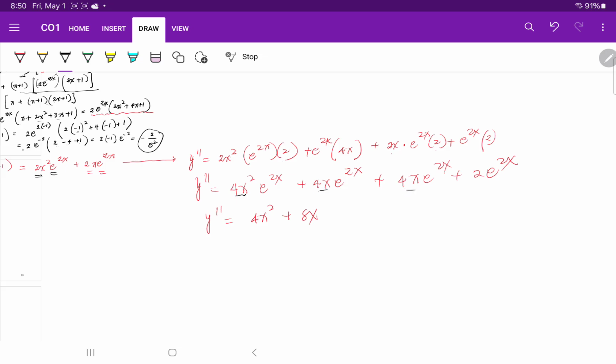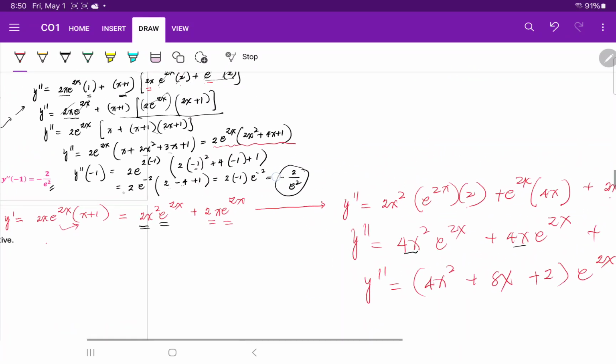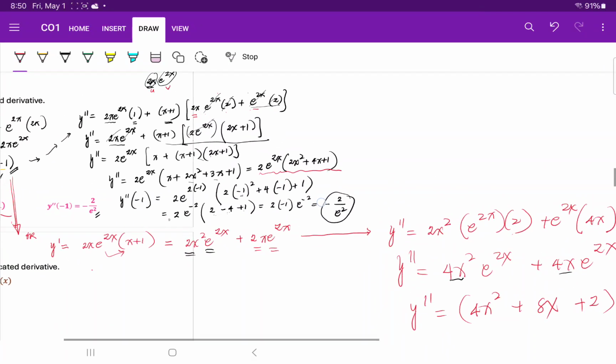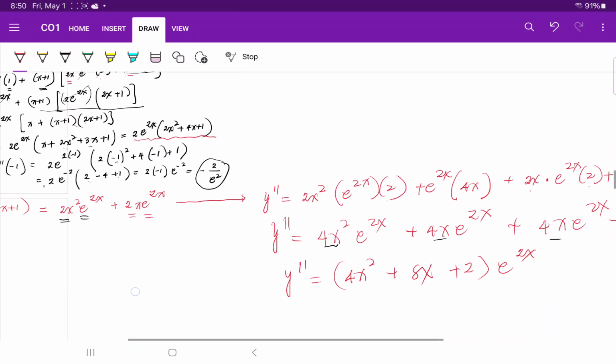4x plus 4x is 8x, plus 2e to the 2x, plus 2. And then we multiply by e to the 2x. So that's your second derivative. So did we get the same answer as the first method here? Yeah. You get 2e to the 2x.